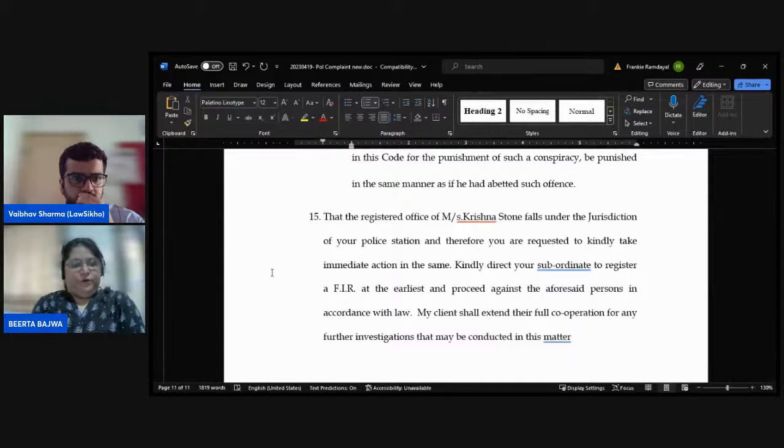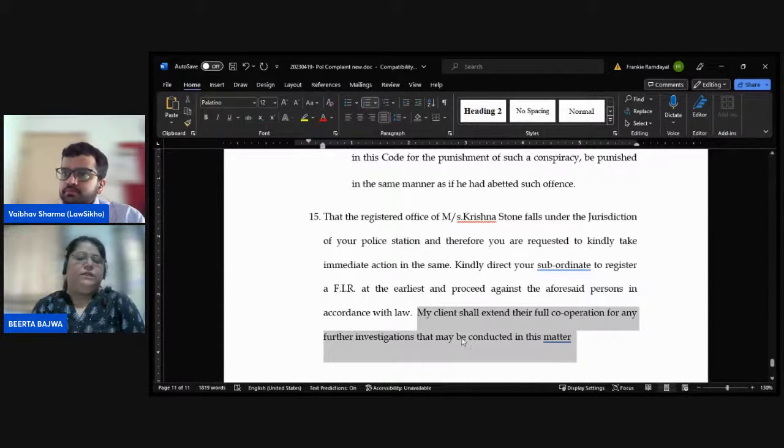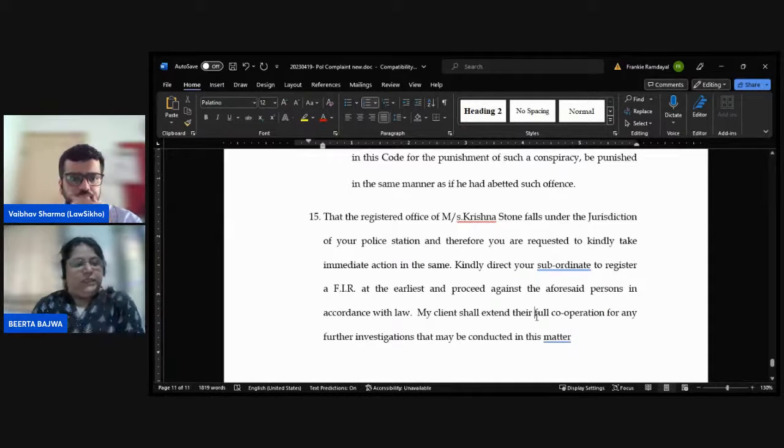So if I'm alleging, say, an office here, which falls under the Nagpada police station, you have to write that the cause of action has arisen and the offences have been committed at so and so place, which falls within the jurisdiction of the police station. Therefore, you're required to kindly take immediate action. Kindly direct your subordinate to register the FIR at the earliest and proceed against the opposite persons in accordance with law. My client shall extend their full cooperation for any further investigation that may be conducted in the matter.